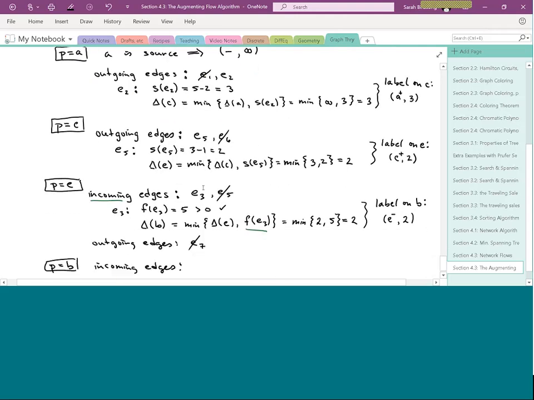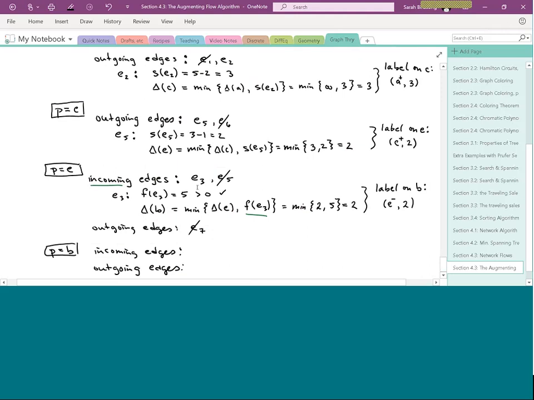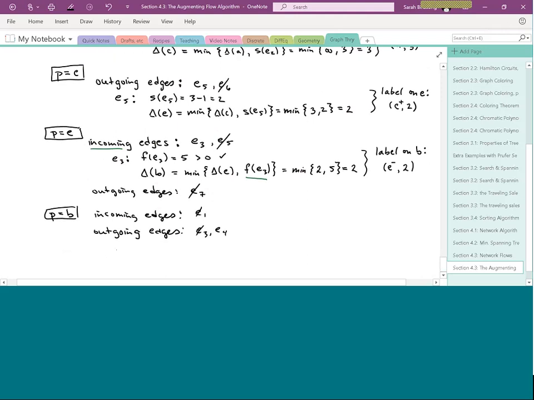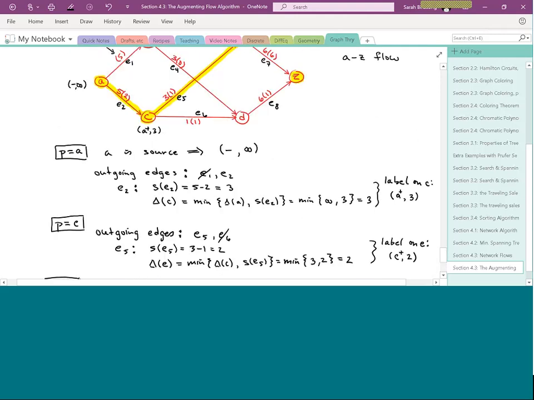Okay? So if we go down here and label this, incoming edges was E1, but we can't use it because it's labeled on the other endpoint. E3 and E4. E3 we can't use because we've already dealt with the endpoint as well. So if we look at E4, it's an outgoing edge, so that means we're going to be looking at slack, and then we're going to calculate the label on its endpoint, which is D. So let's go back up to the picture.